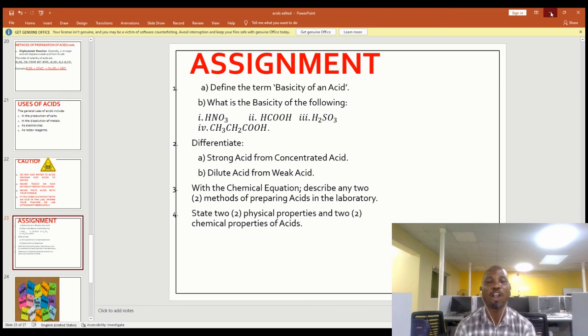Differentiate between strong acid and concentrated acid, and dilute acids from weak acid. With a chemical equation, describe any two methods of preparation of acid in the laboratory. And lastly, state two physical properties and two chemical properties of an acid.